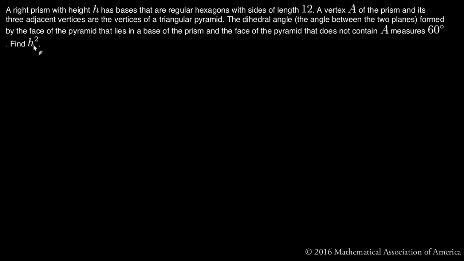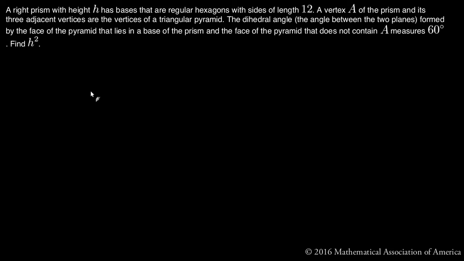A right prism with height h has bases that are regular hexagons with sides of length 12. A vertex A of the prism and its three adjacent vertices are the vertices of a triangular pyramid. The dihedral angle, which is the angle between the two planes formed by the face of the pyramid that lies in the base of the prism, and the face of the pyramid that does not contain A, measures 60 degrees.